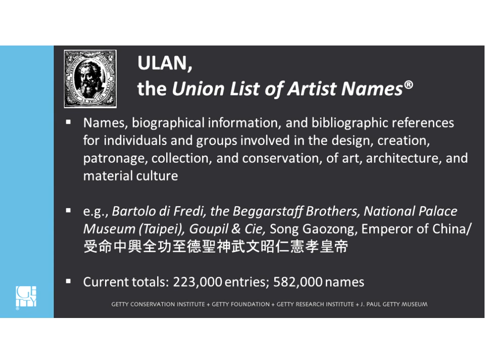The third thesaurus that we produce at the Getty is called the ULAN, the Union List of Artist Names. And as I mentioned, it does contain more information than just information on artists. So it includes names, biographical information, and bibliographic references for individuals and groups involved in all aspects of art, architecture, and material culture. And here, second bullet point, are some examples.